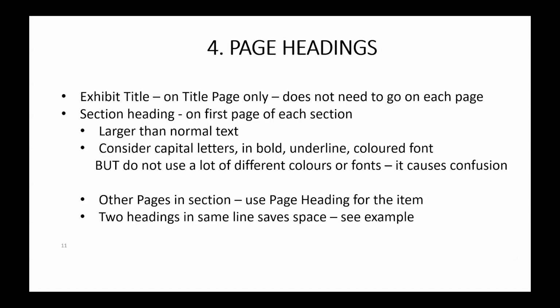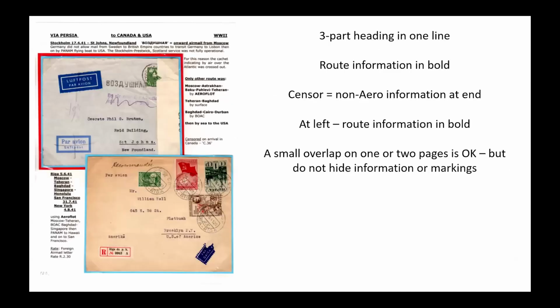Other pages use page headings for items. You can use 2 headings in one line, or 3 headings in one line to save space. So here's an example where there are 3 parts of the headings in one line. So this is development of air route in Russia via Persia. So we're now looking at destinations, both Canada and USA, and remember it's the World War II period. So we can make each of the pages' titles fill you in on where it is in the overall scheme, and talk about this particular page.